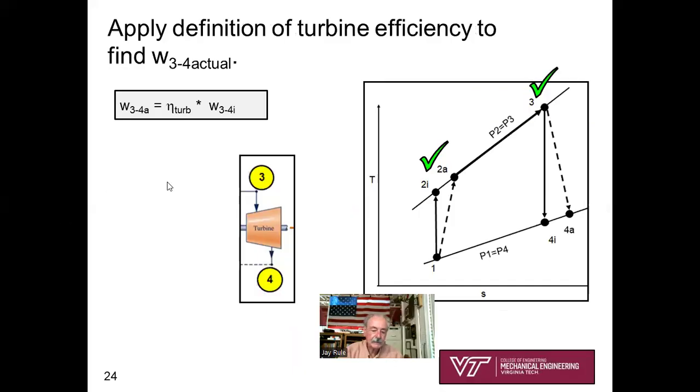Let's see. We use our common sense. Would I expect to get more power out of an actual turbine than an isentropic turbine? No. I'd expect to get less power because of unrestrained expansion. So without going back to a formula sheet, I can write that the work from 3 to 4 actual is going to be the turbine efficiency times the isentropic work. Now I've got a number for work from 3 to 4 actual.